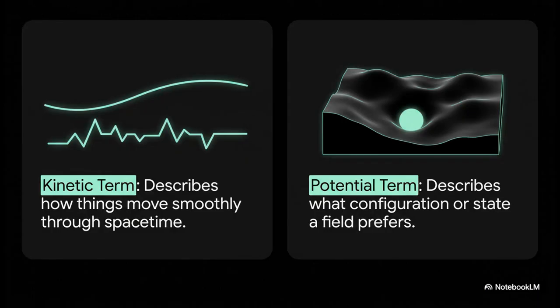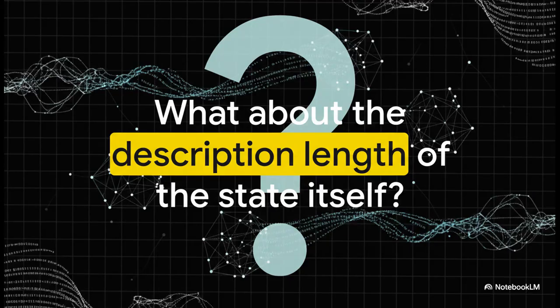Okay, so we all know the standard recipe for a Lagrangian, right? You've got two main parts. There's the kinetic term, that's all about how things move and change. And then you have the potential term, which tells you what states or configurations the system prefers to be in. Standard stuff. But here's the thing. There's this third term that we've just never really included, and that is the description length of the state itself. It's algorithmic information content. It's Kolmogorov complexity. Basically, how many bits of information does it take to fully describe the configuration you're looking at?